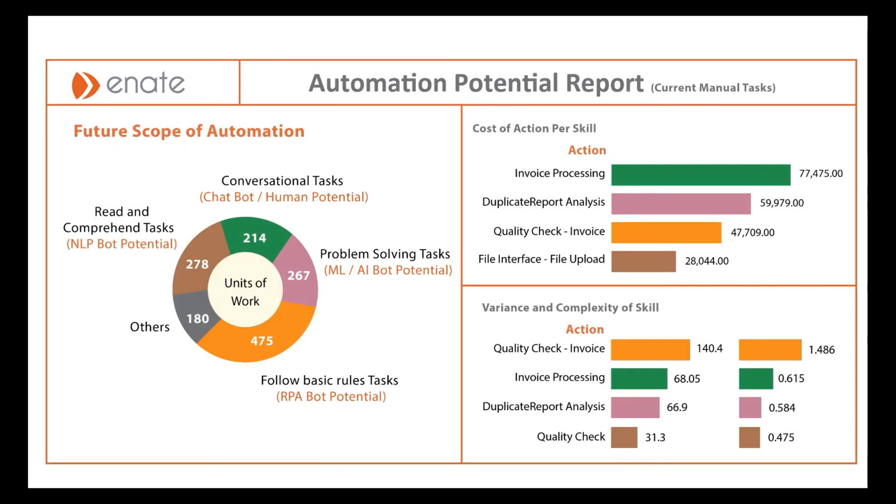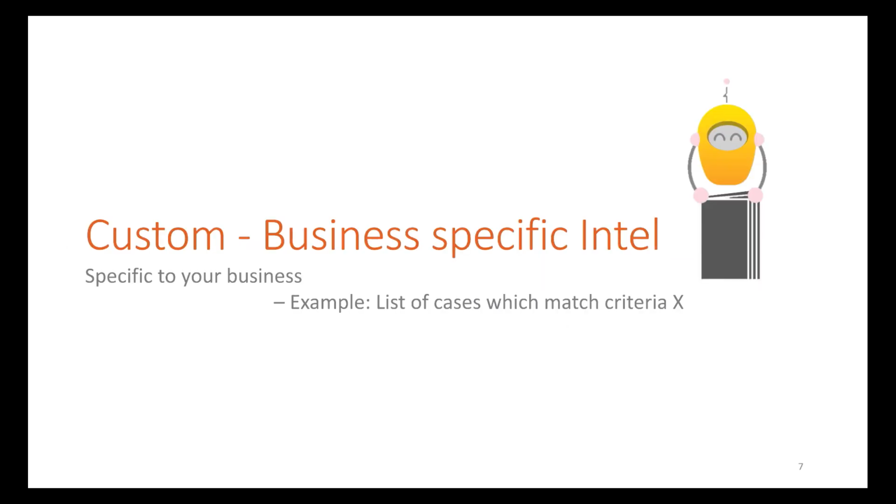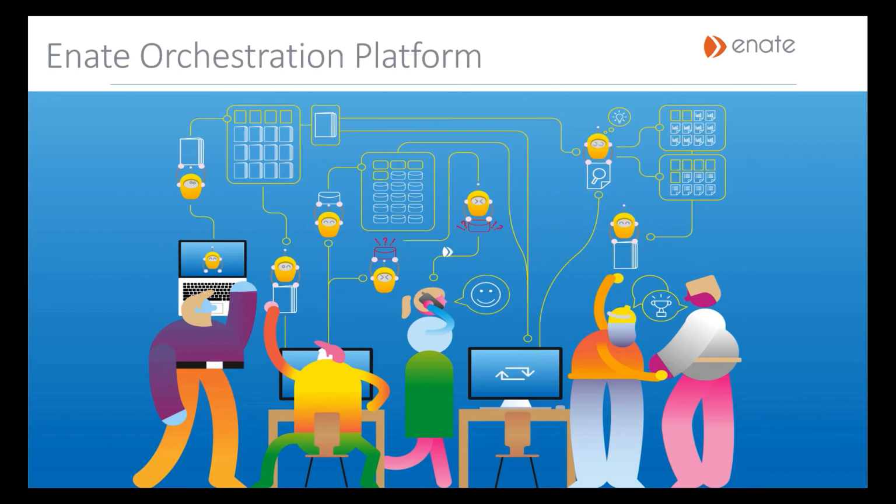Automation potential reports are reports which guide what automation technologies to invest in, suggested tasks to automate next, and possible savings by doing so. Finally, bespoke or custom reports are ones that are specific to your business context. These can be configured on Enate's environment by business analysts as needed. Enate Service Orchestration drives service excellence through clear visibility, governance, and control across your operations.